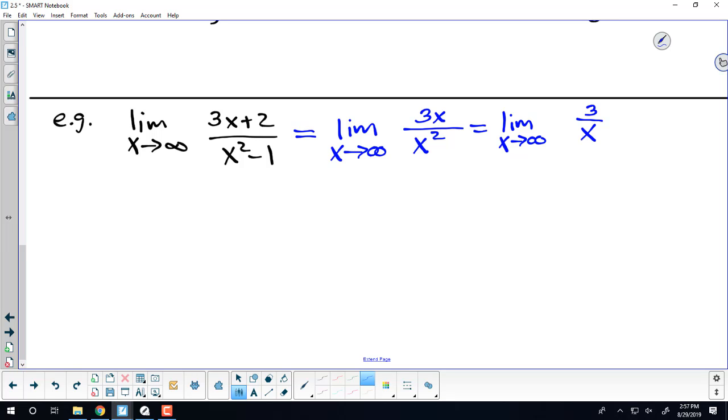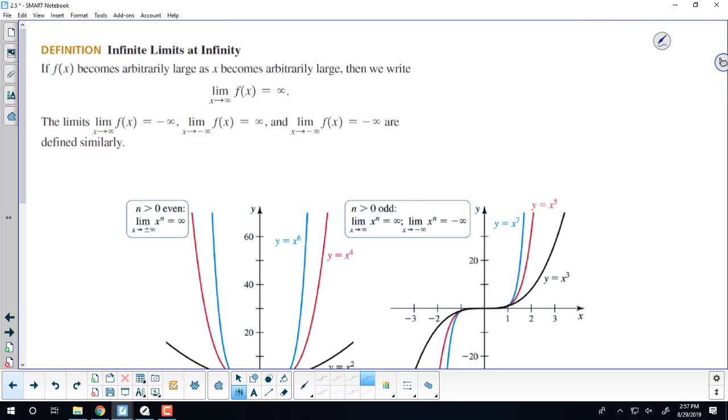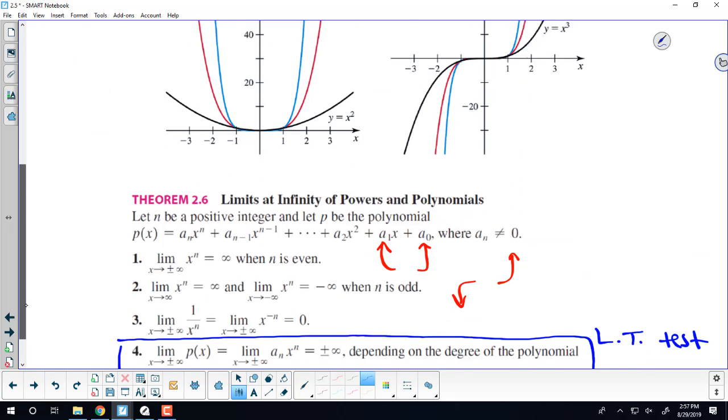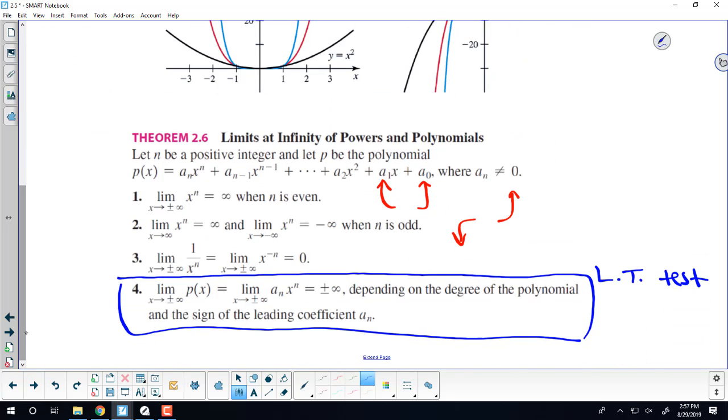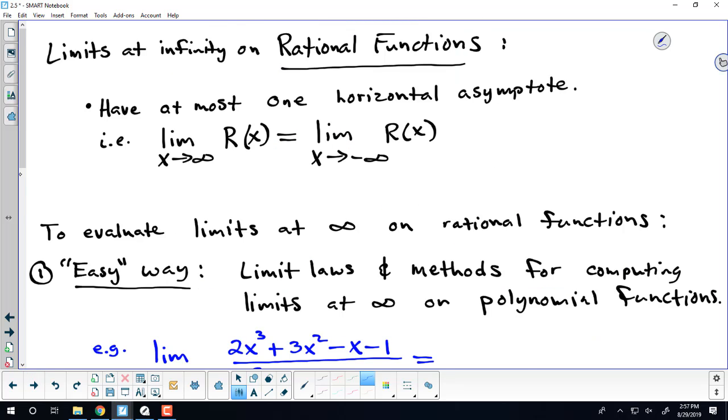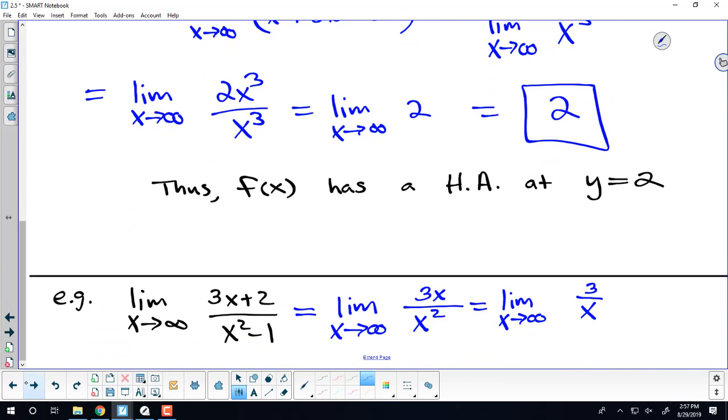So I want to point you back here to property number 3, where it says that if we're looking at a reciprocal of a power function, then that limit's 0. Because when you think about it a different way, the numerator is 3, but the denominator keeps getting larger and larger. 3 divided by a very large number is a very small number. So this is 0. So when the degree of the numerator is smaller than the degree of the denominator, you always have a horizontal asymptote at y equals 0.